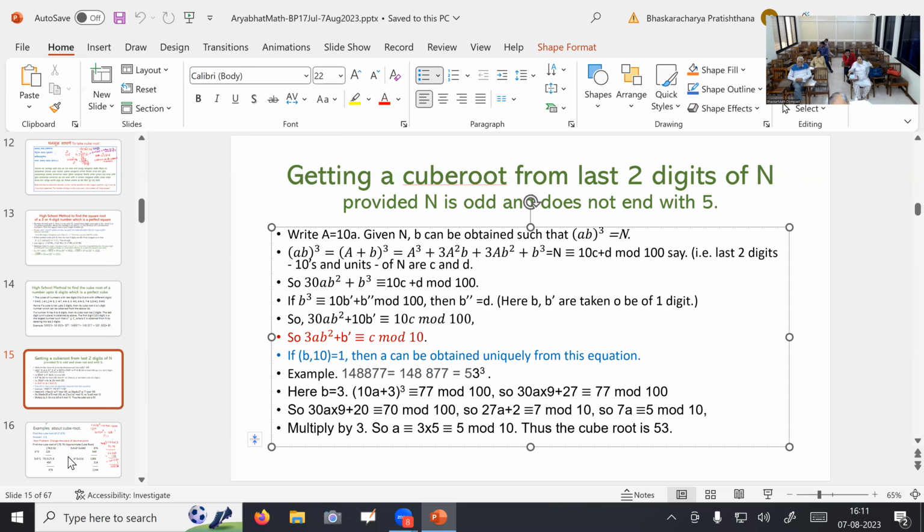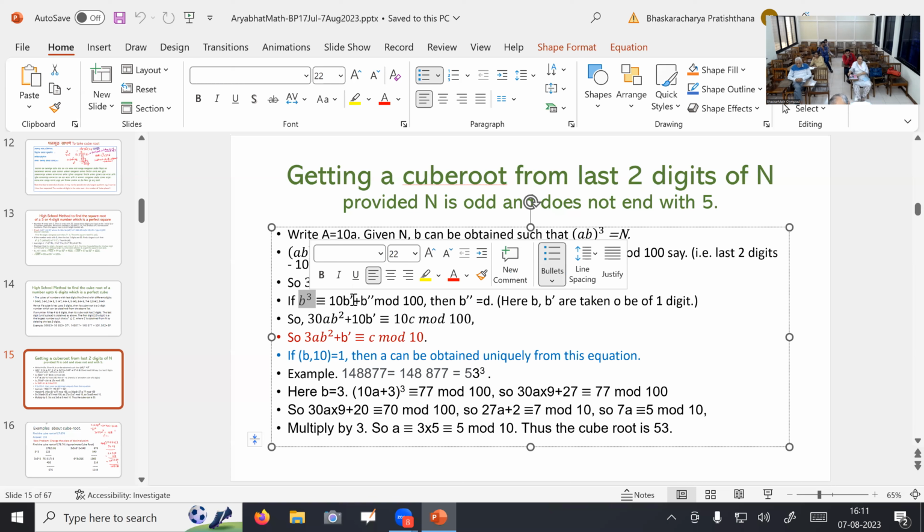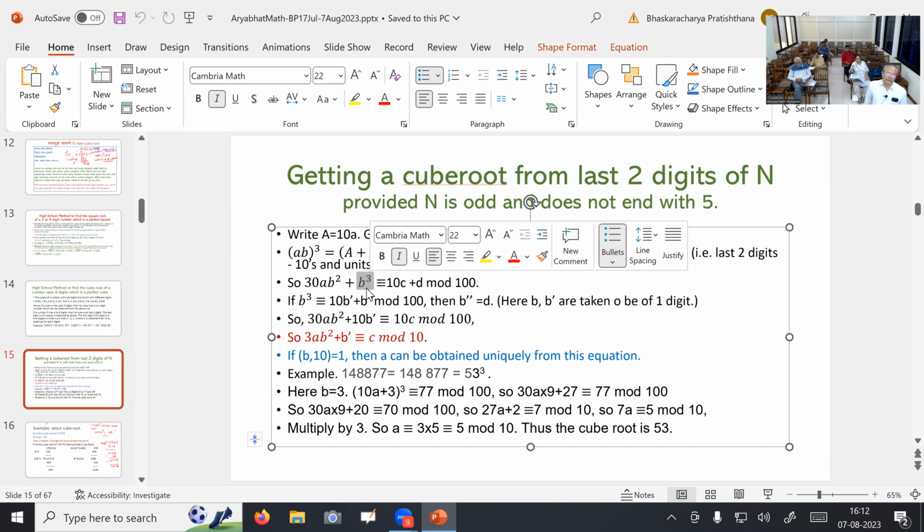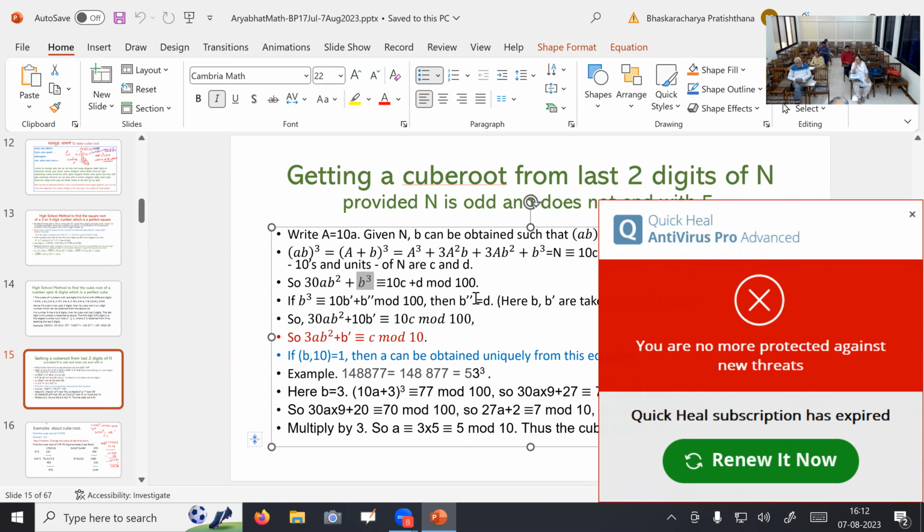So if you consider this B cube modulo 100, you write B cube as 10 B dash plus B double dash modulo 100. So B is the last digit of the cube root, and B cube is congruent to 10 B dash plus B double dash mod 100. Then B double dash will actually be D, because 10 is in this part, and therefore B cube, its last digit, that is B double dash, has to be equal to D.